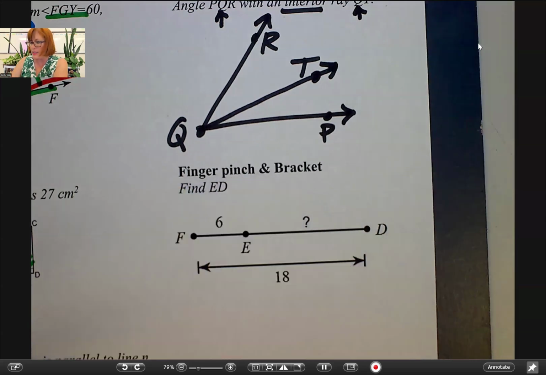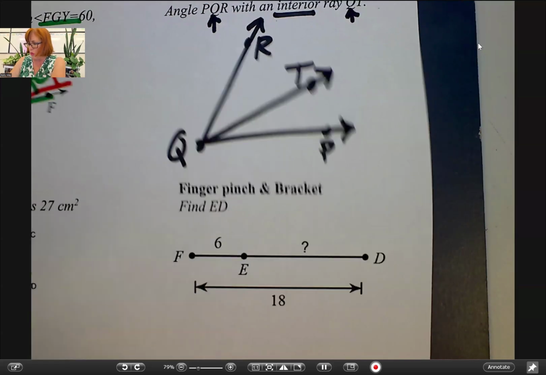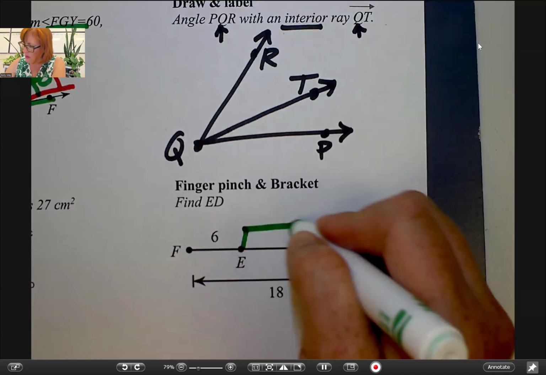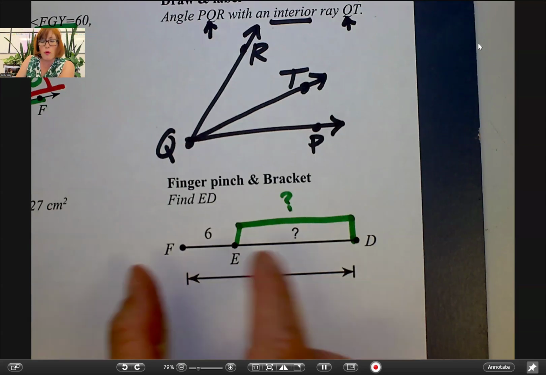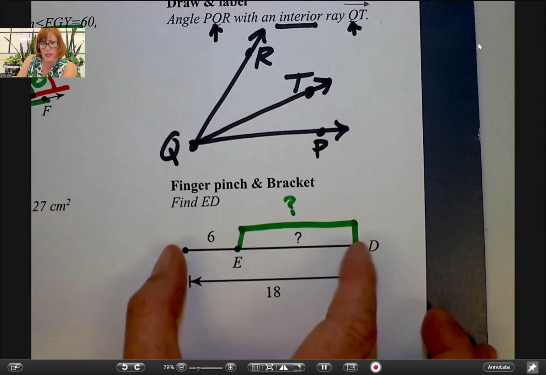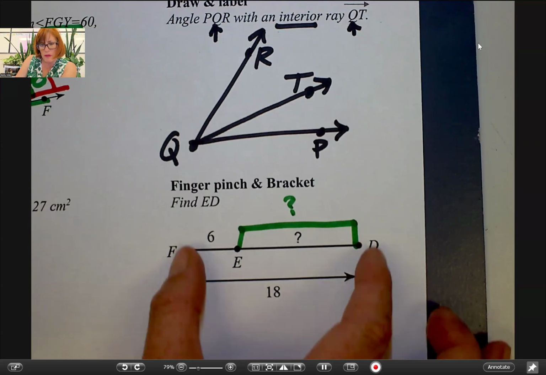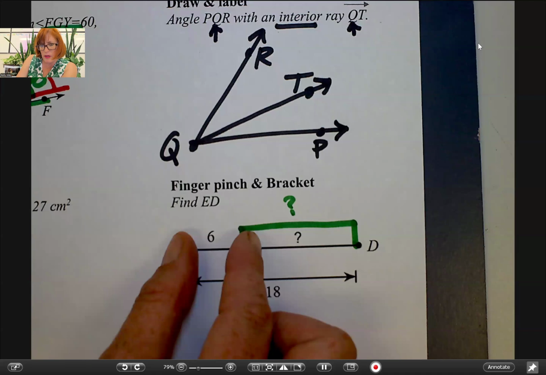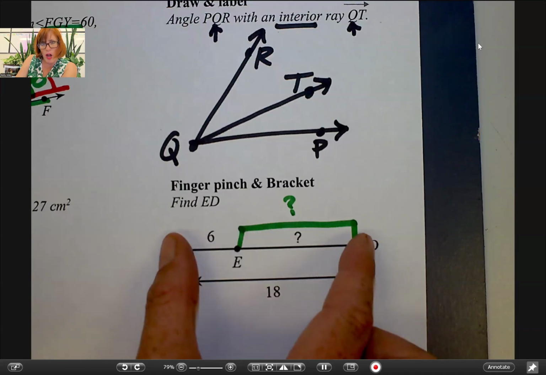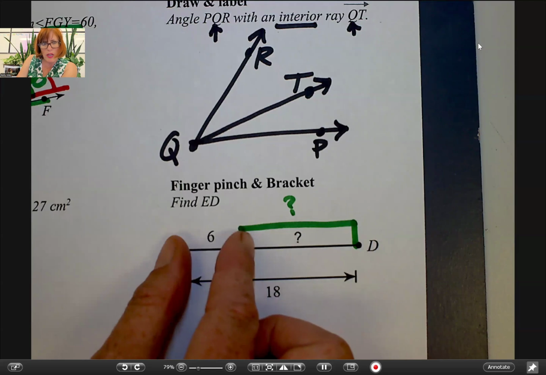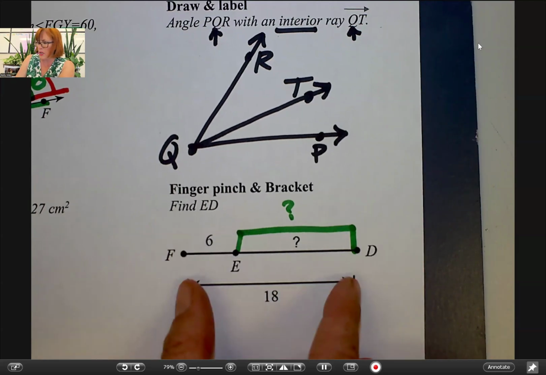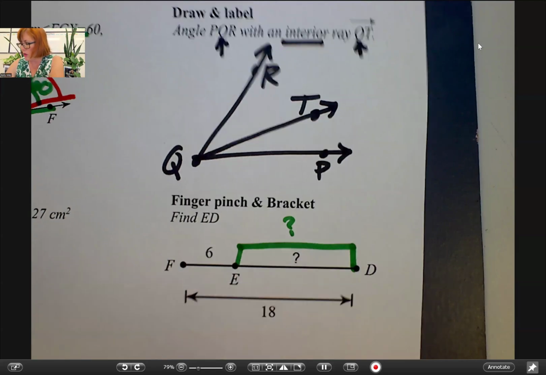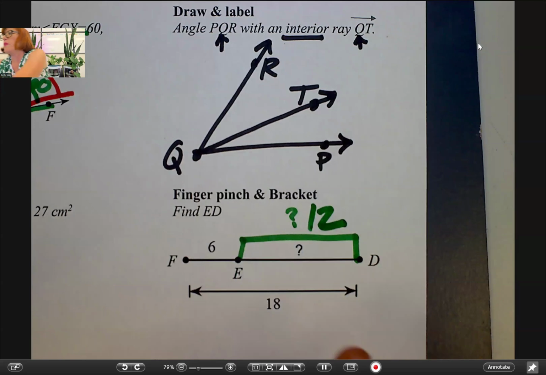We want to find ED. So we bracket E to D, put a question mark. Get your fingers, pinch. Super easy if you pinch this out. Go like this. That's 18. That's 6. 18. Follow. 6. And at some point, your brain's just going to go, oh, it's just 18 minus 6, and that's 12. That's what I mean by finger pinch.